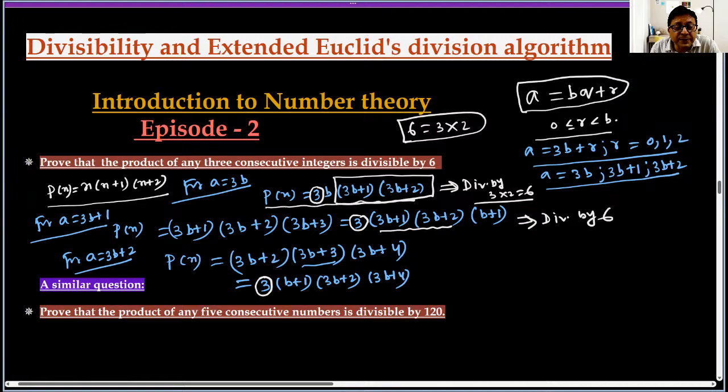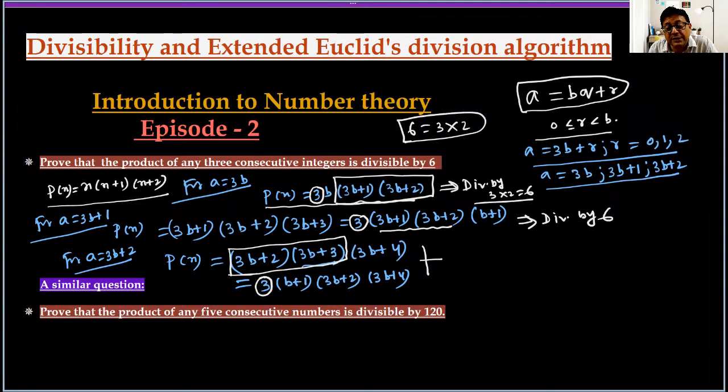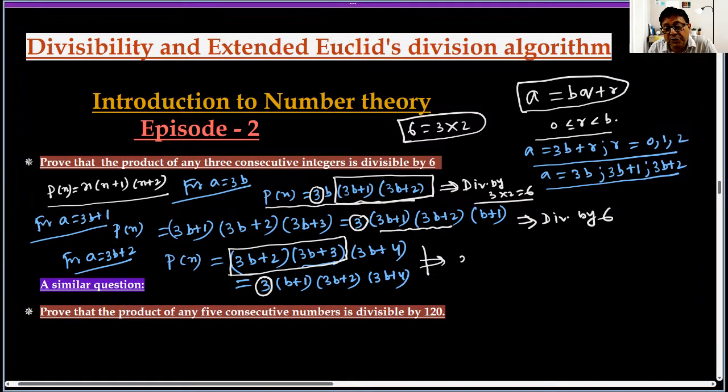And just see the previous step. It is independent of this 3. This is product of two consecutive integers, divisible by 2. 3 is there. So this full product is going to be divisible by 3 into 2, that is 6. So product of any 3 consecutive integers is divisible by 6.